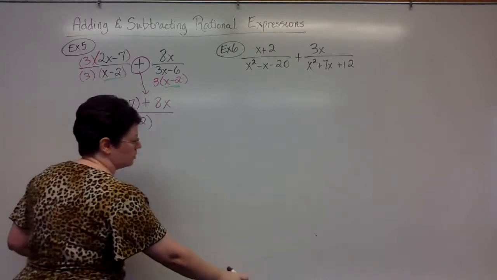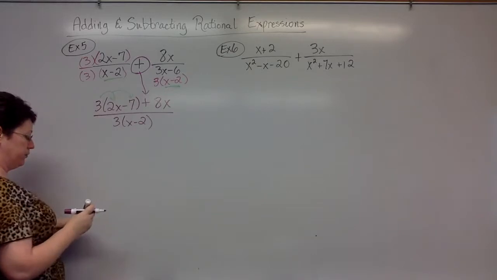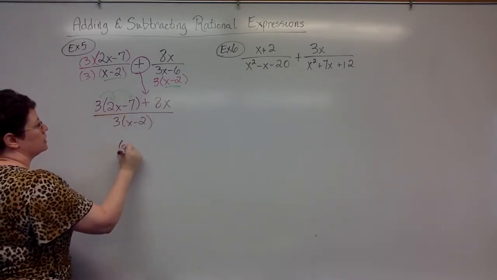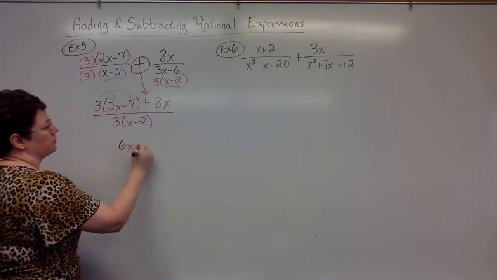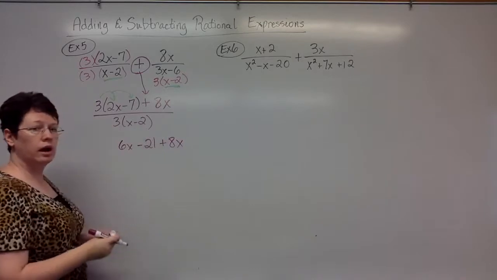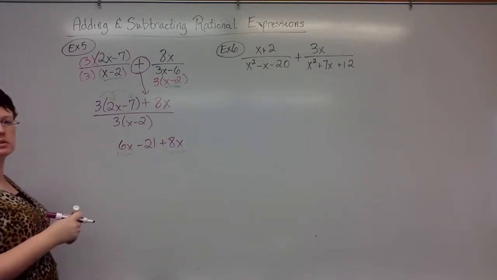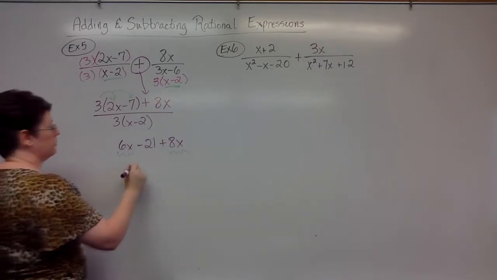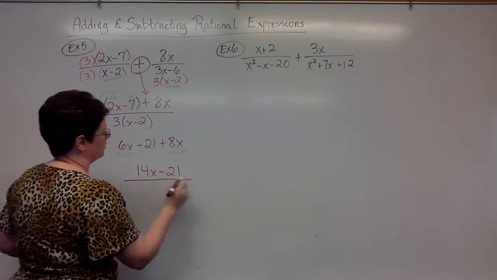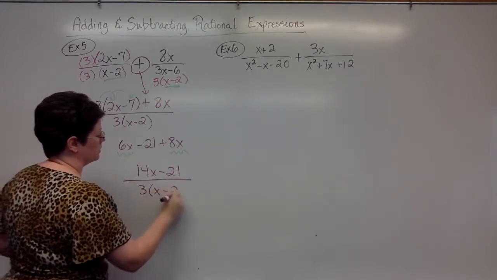Let's go ahead and distribute. This beautiful 3 needs to be distributed so that we can simplify and combine like terms. So 3 times 2 is 6, so 6x minus what? 21, very good, plus 8x. All right, I can combine two terms. I can combine 6x and 8x. What do we get? Very good, 14x minus 21, okay? And then I have 3 times x minus 2.